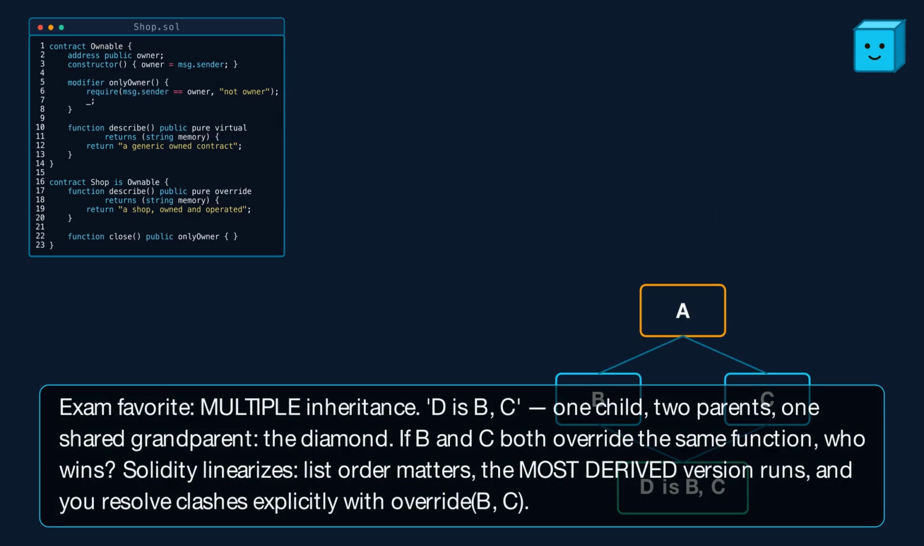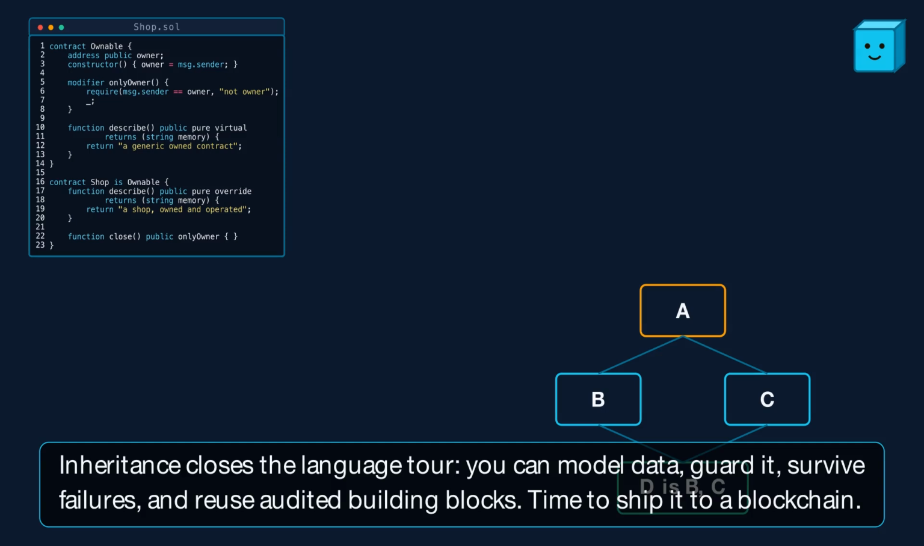Exam favorite, multiple inheritance. D is B, C, one child, two parents, one shared grandparent, the diamond. If B and C both override the same function, who wins? Solidity linearizes. List order matters. The most derived version runs, and you resolve clashes explicitly with override B, C.